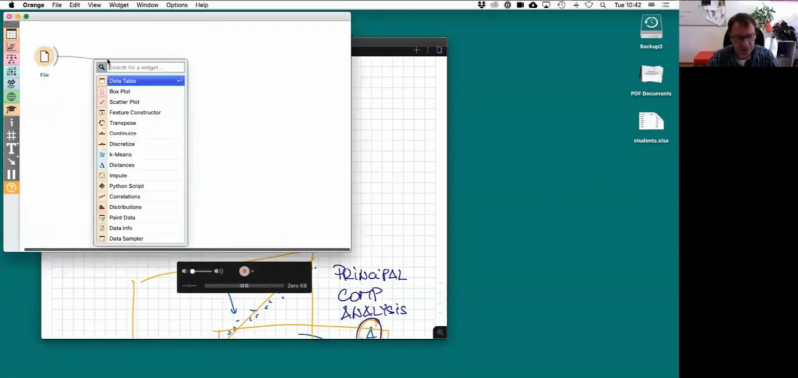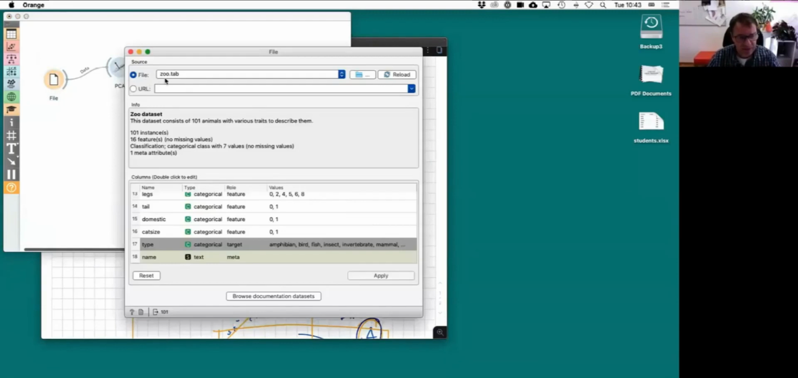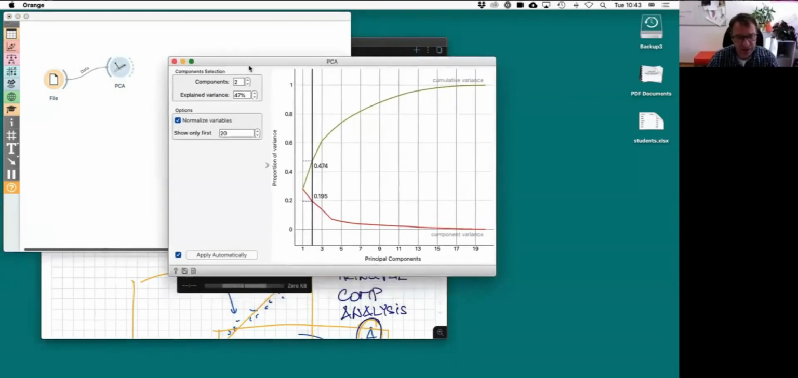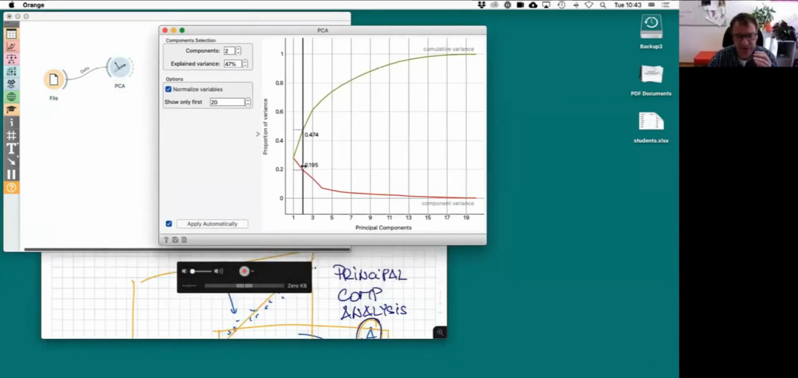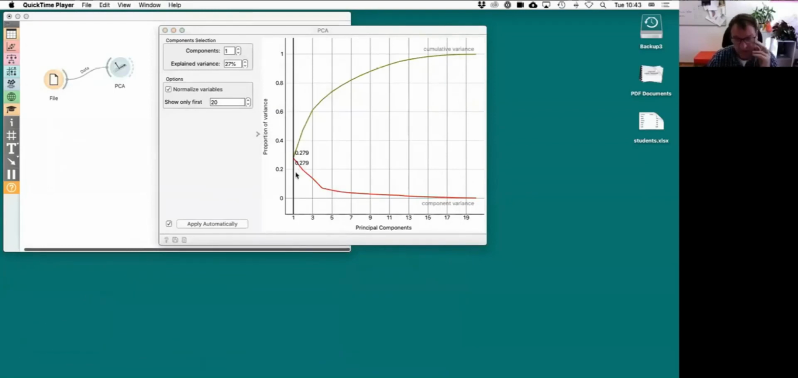So here's what I'm going to do. There's this PCA widget. I'm taking the zoo data using the PCA widget, and this widget tells me about the variance. It tells me that I have, I think, 20 different features in the zoo data set, and that the first component explains already almost 30% of everything, right?